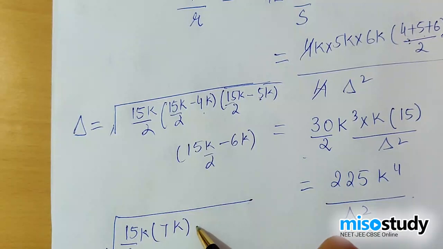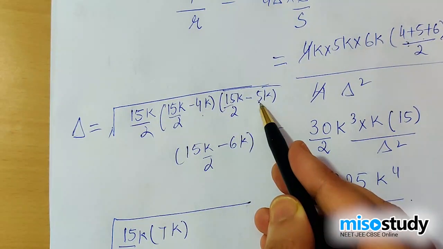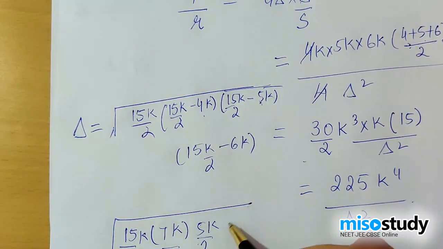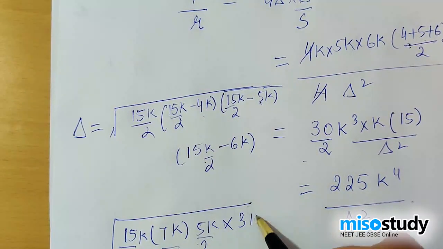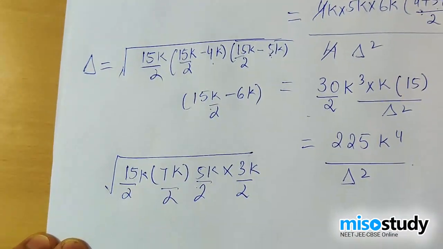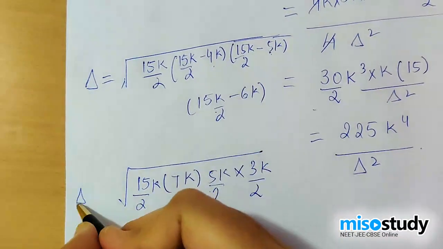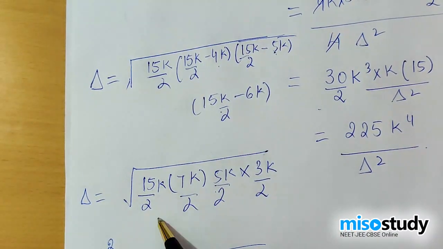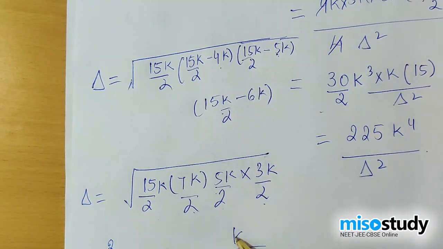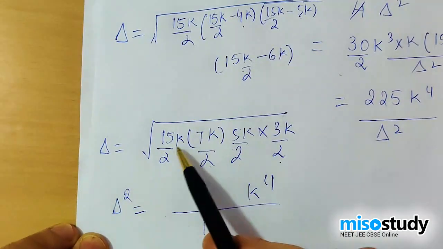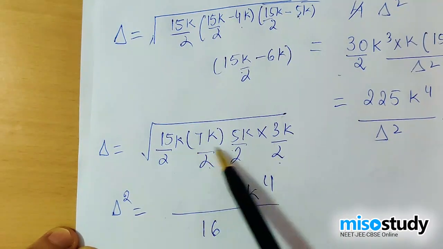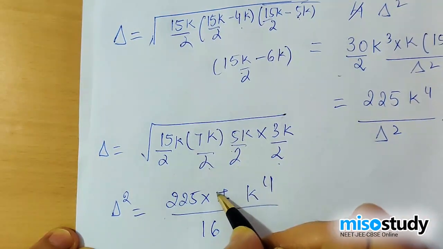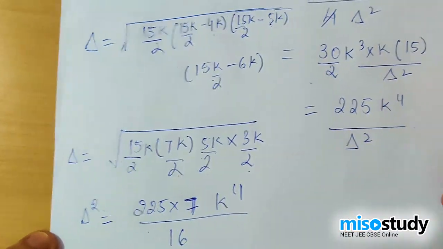This would be 15 by 2 minus 5, that would be 5k by 2, and this would be 3k by 2. Alright, can you see that? So that's delta, but we need delta squared, so let's eliminate the under root, that would be 16k4, and I'm supposing that now it's very easy. 15 15s are 225 multiplied by 7. I'm keeping it in this form so that we can cancel easily.